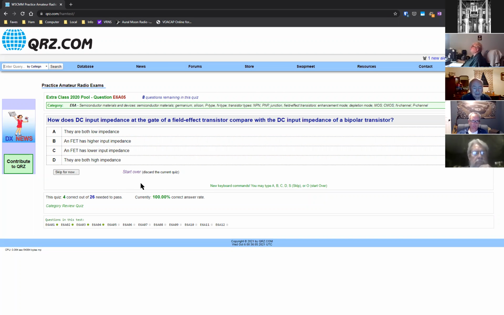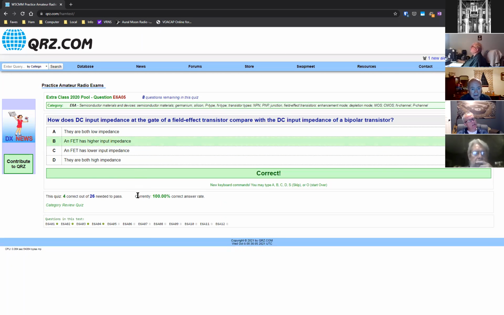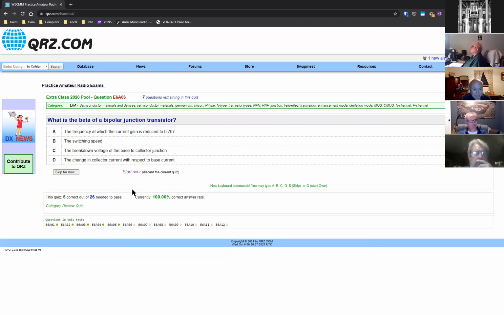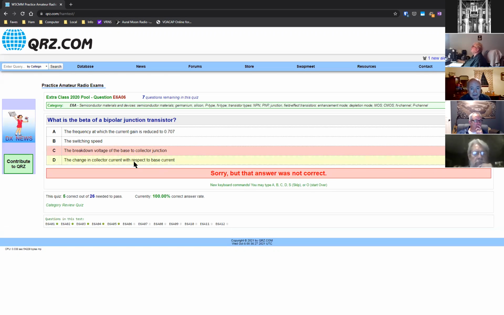How does DC input impedance at the gate of a field effect transistor compare with the DC input impedance of a bipolar transistor? B. B, Bravo? Yes. Yeah, higher input impedance. What is the beta of a bipolar junction transistor? I believe it's going to be C. No, D. D, change in the current.